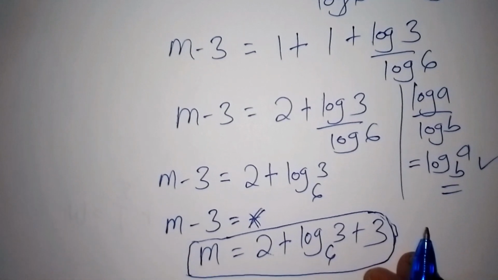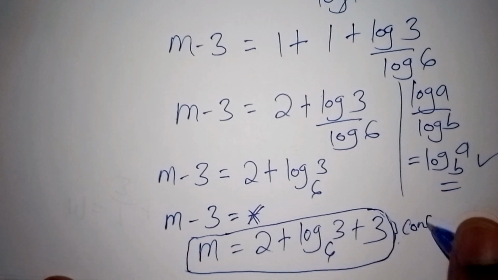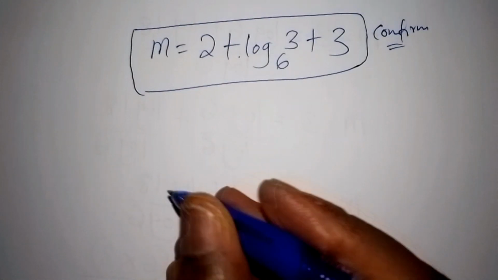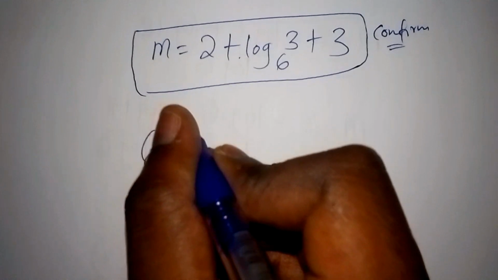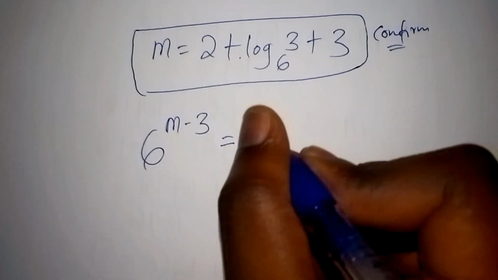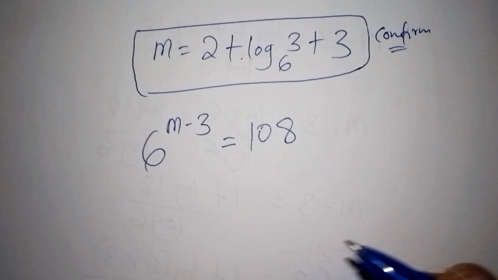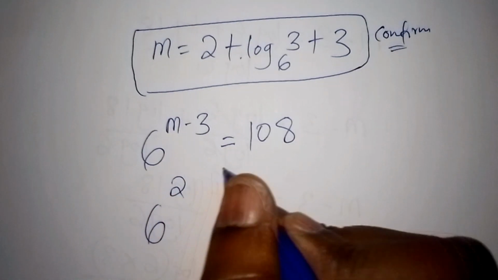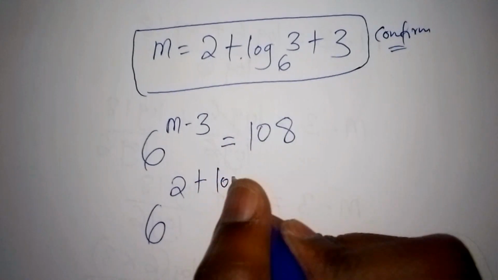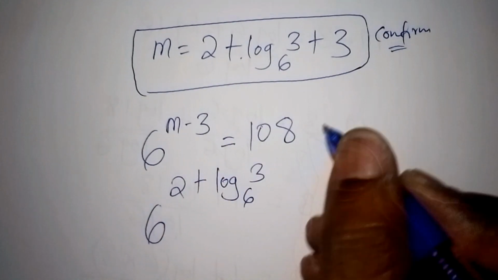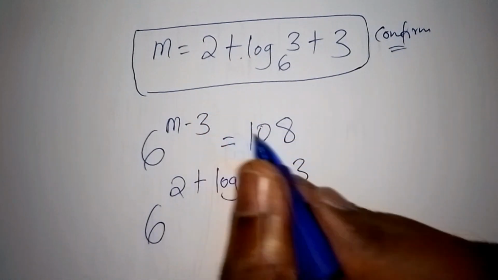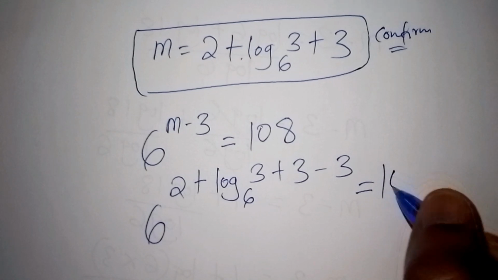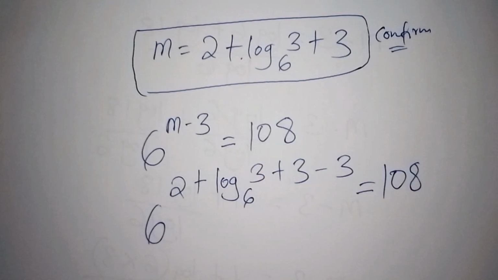So I want us to do it very fast, confirming if truly we are correct. So let's confirm our answer. Let's bring our maths problem. We had 6 to the power of m minus 3 is equal to 108. So what we do, we shall have 6, and instead of writing m, we shall have to the power of 2 plus the log of 3 to the base of 6 plus 3 here. Then don't forget minus 3. Minus 3 shall be equal to 108.